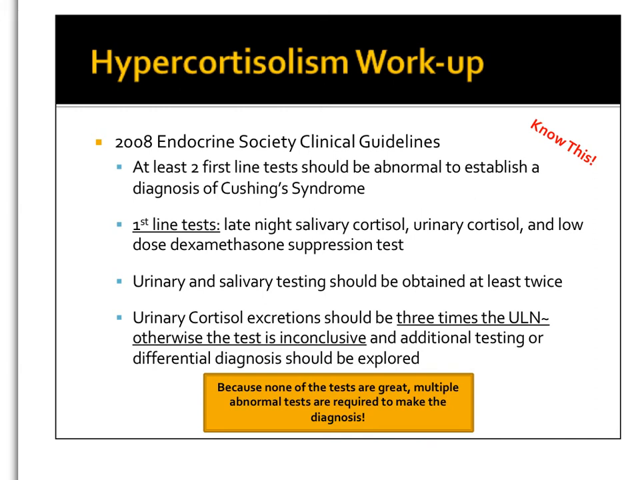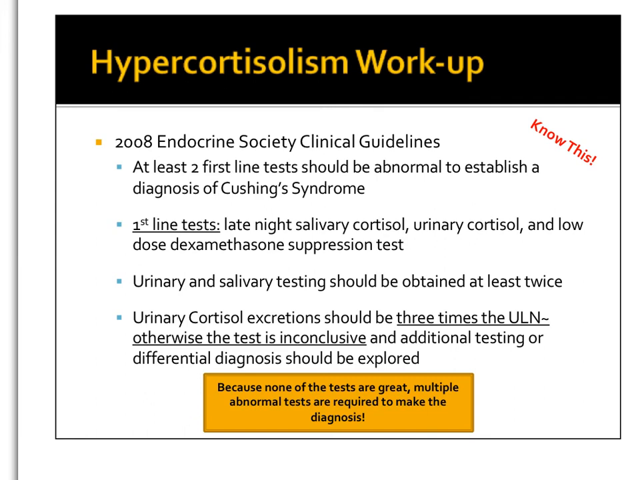The 2008 Endocrine Society Clinical Guidelines released their recommendations on how to work this up. This is the most up-to-date. It has not been changed since 2008, and you definitely need to know this. One important factor is that at least 2 first-line tests should be abnormal in order for you to make the diagnosis of Cushing syndrome. Why 2 tests? Well, because none of the tests that we have for this are really great, and so typically multiple confirmatory tests are required in order for us to make the diagnosis.